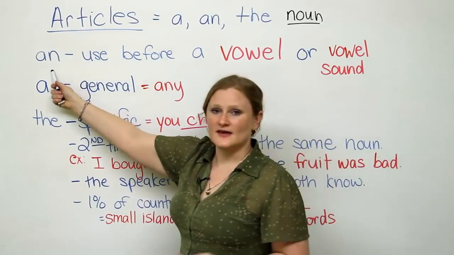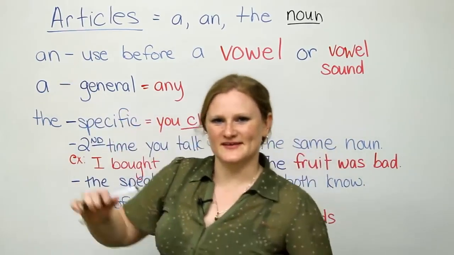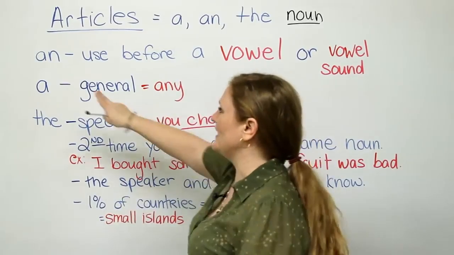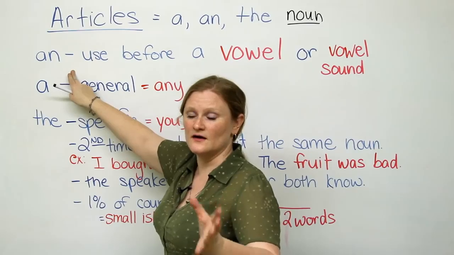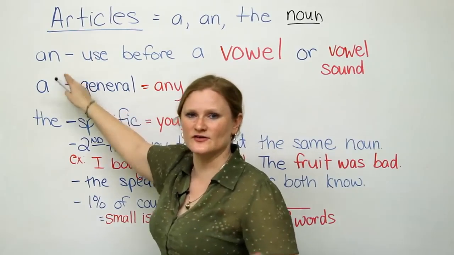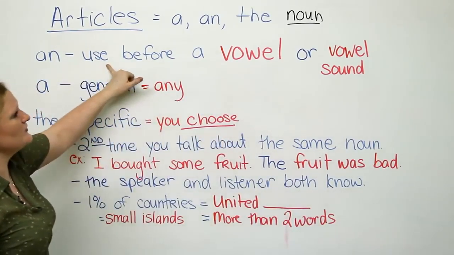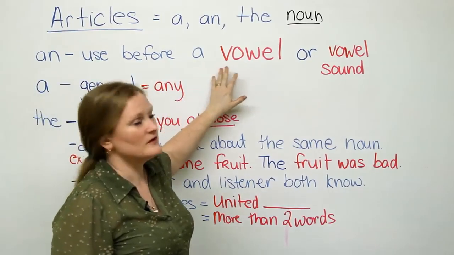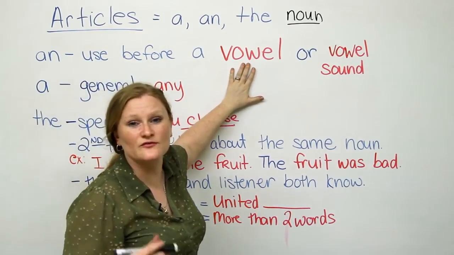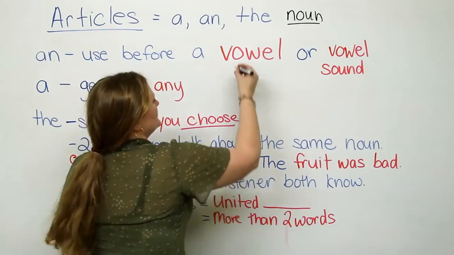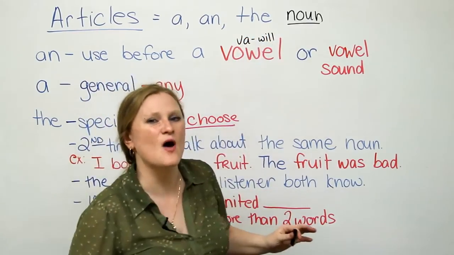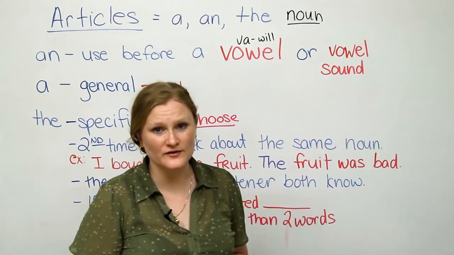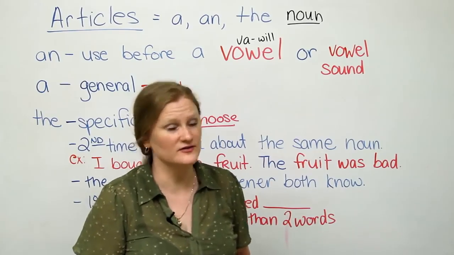The first one is an. An's easy. It's the easiest. We'll do this one first. An is used with a singular noun, it's an article, and we use it before a noun that starts with a vowel. Now, the pronunciation of this word sounds like vowel. We have 5 vowels in English.